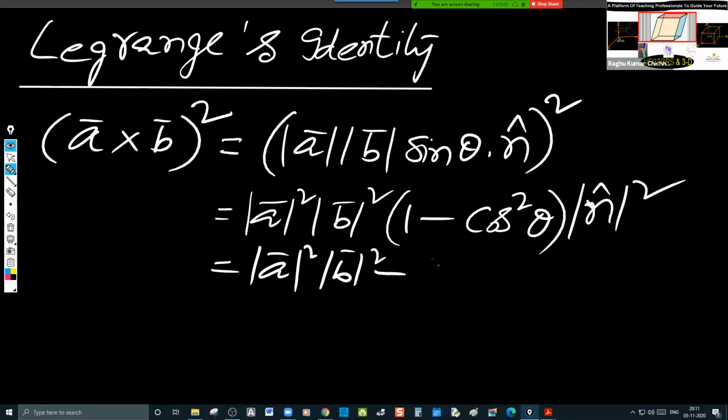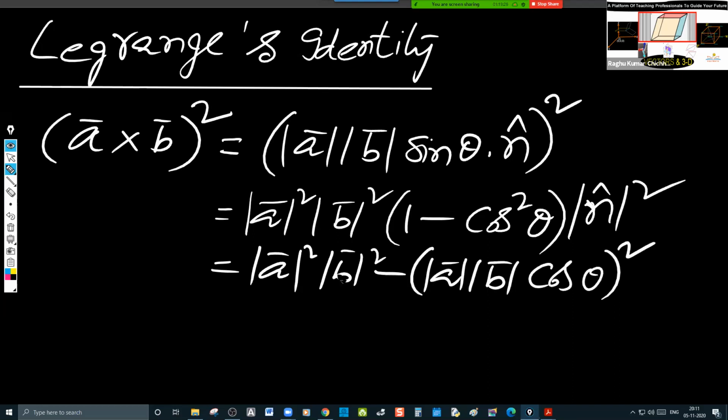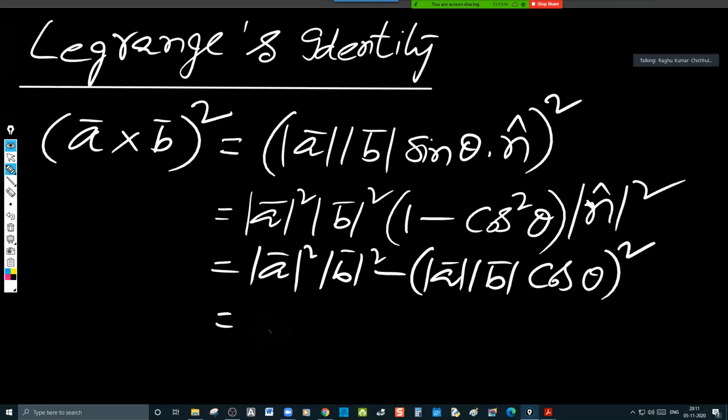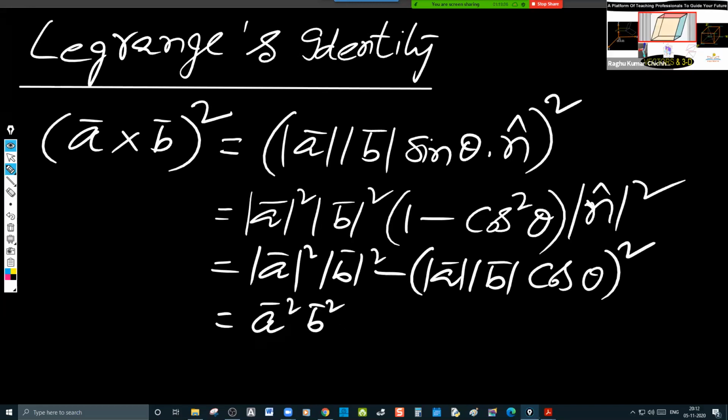Minus mod A bar into mod B bar into cos theta whole square. This is nothing but mod A bar square, mod B bar square. You can eliminate the modulus there because the square is there. And this is nothing but the dot product, A bar dot B bar whole square.